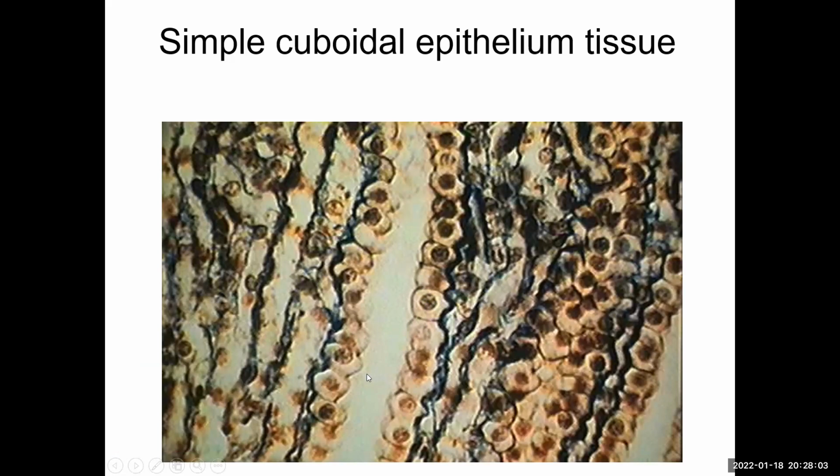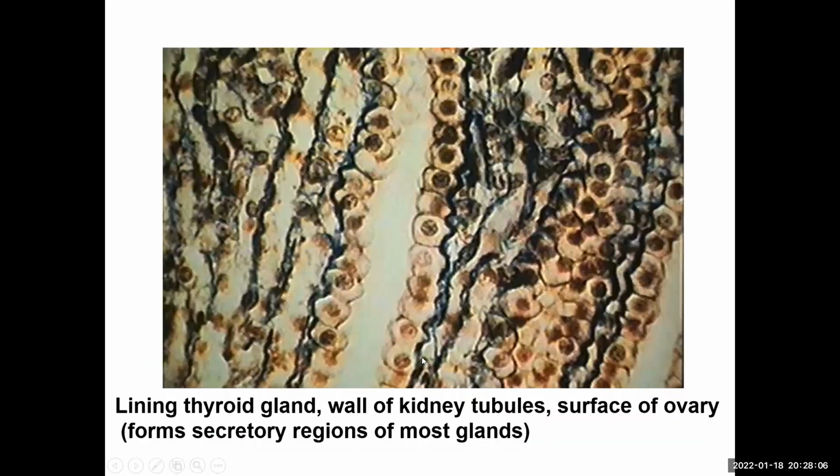So where do we find this epithelium? We're going to find it in the secretory portions, like the lining of the thyroid gland, which is going to be glandular epithelium. In the kidneys, we're going to be seeing excretion and secretion of various substances. And also we'll see it in the ovaries. So we're really going to see this primarily in the secretory regions of most of our glands.